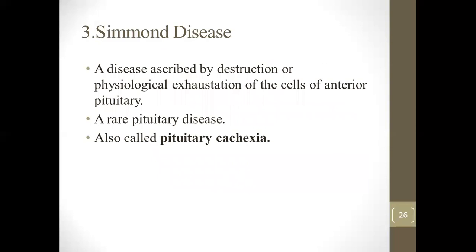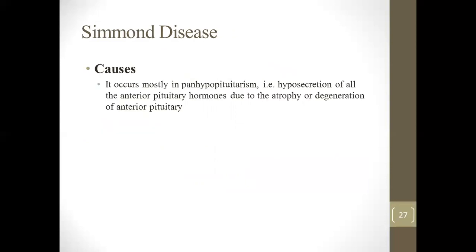Simmonds disease. The third one is the hyposecretion of the growth hormone. Simmonds disease is described by the destruction or physiological exhaustion of the cells of the anterior pituitary. A rare pituitary disease, it is also known as pituitary cachexia. Simmonds disease occurs in pan-hypopituitarism, in which all the secretion of the anterior pituitary is decreased. Hyposecretion of all the anterior pituitary hormones is due to atrophy or degeneration of the anterior pituitary.